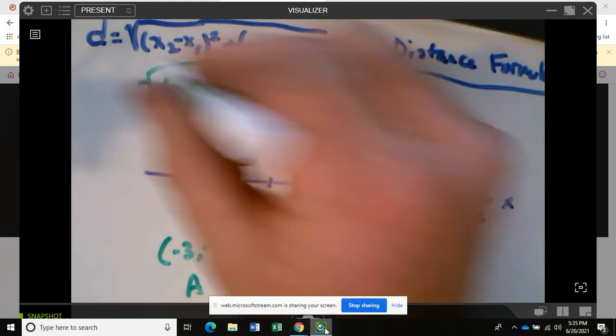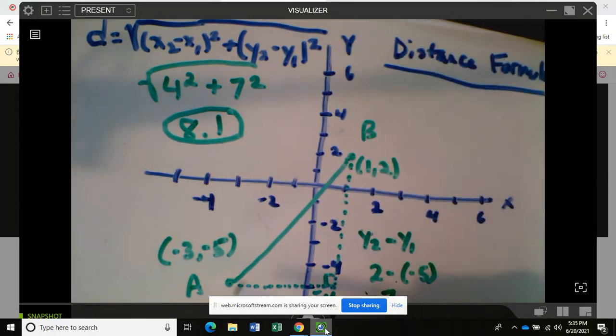So if you have trouble plugging numbers into this formula, you may want to just draw it out and figure out what the right triangle is and then just do Pythagorean theorem, because that's really what this formula is doing for you. It's setting up the Pythagorean theorem to find the distance between those 2 points.